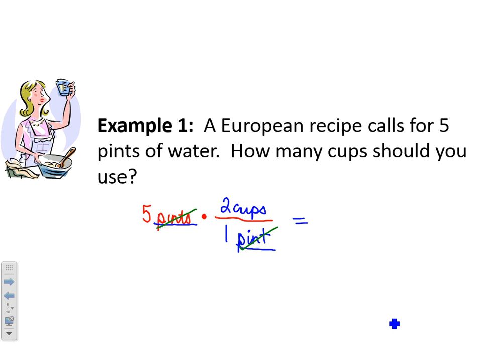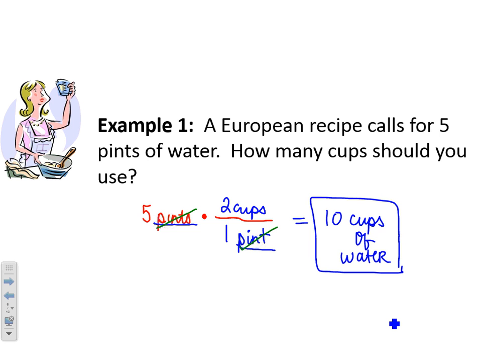Then I look at the problem and I say, okay, this is simple math. Take 5 times 2 and divide by 1. 5 times 2 is 10. Divide by 1 is still 10. So I would need 10 cups of water. And that would be my answer.